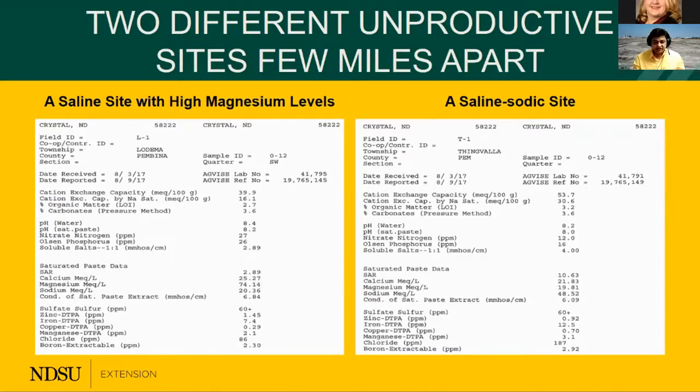The saturated paste EC on the left-hand side is 6.84, right-hand side 6.09. The difference is on the right-hand side, SAR is 10.63, a typical case of a saline sodic site. Sorry if I said left-hand side for the high SAR, it's the right-hand side result, 10.63. The left side result had a SAR of 2.89. That means the site was not sodic, but it had the same issues of ponding of water at the surface, very slow soil water infiltration.